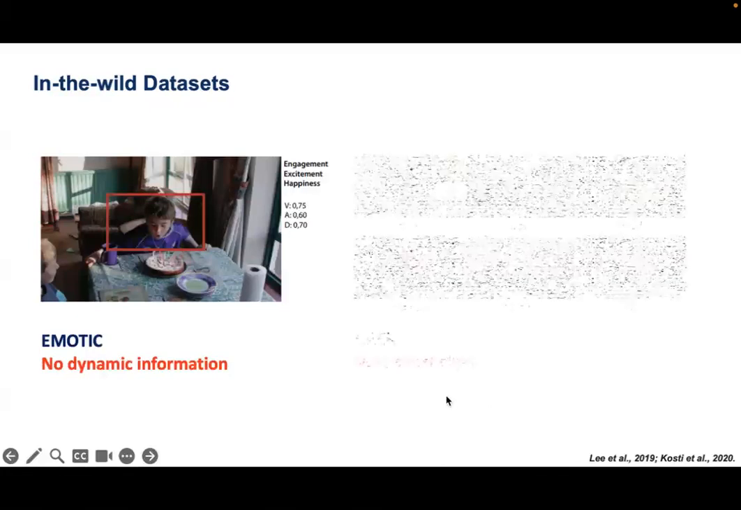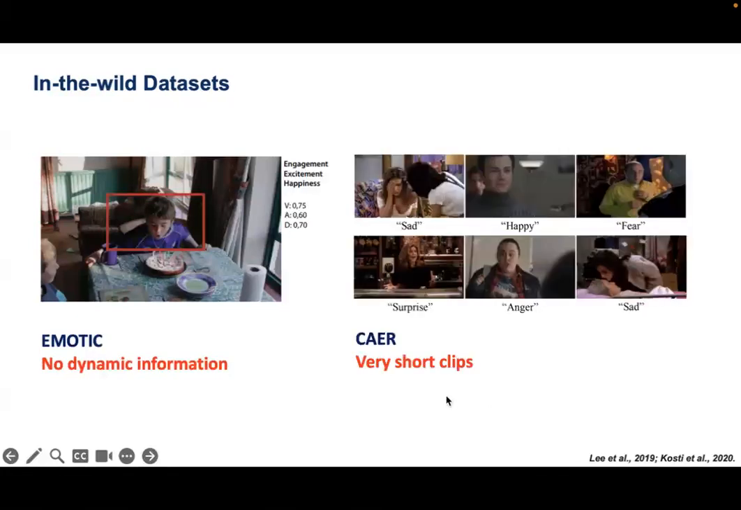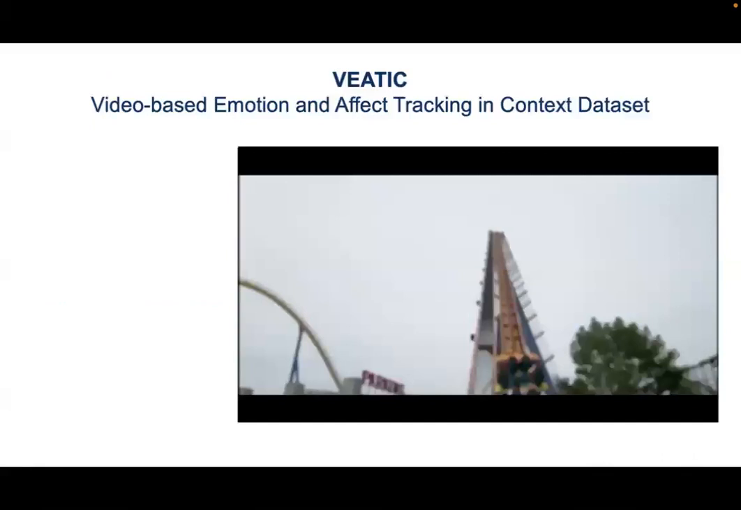Finally, there's also the CAER dataset, which does include dynamic information. It does include context, but usually it's in very short clips. The clips in the CAER dataset are usually from 2 to 10 seconds long. However, when humans perceive emotion in the real world, it's not usually for 2 to 10 seconds, it's usually for long periods of time. Thus, in this presentation, we are presenting the VEATIC dataset, the video-based emotion and affect tracking in context dataset.